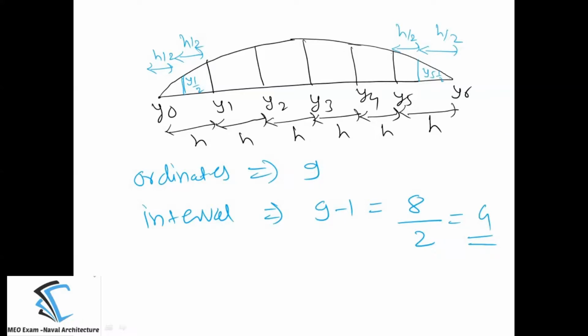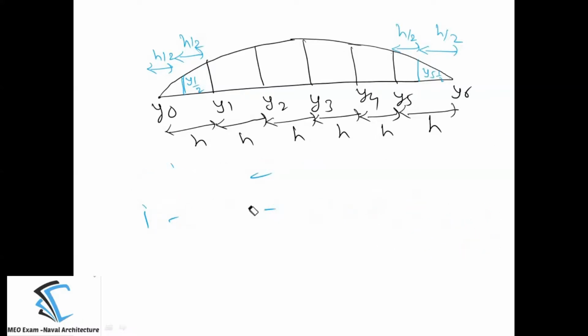So how to proceed for that? The first task is you have to find out the Simpson's multiplier. So how many regions are there now? You have to first of all make the regions: y0, y1.5 and y1, this is the first region. Then this is the second region.